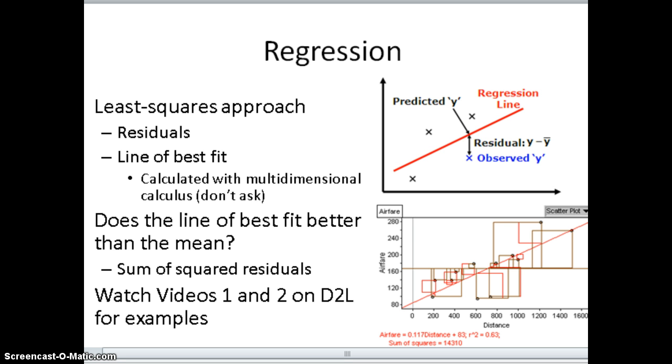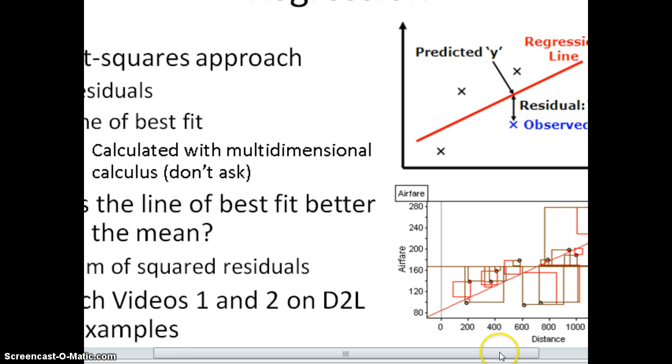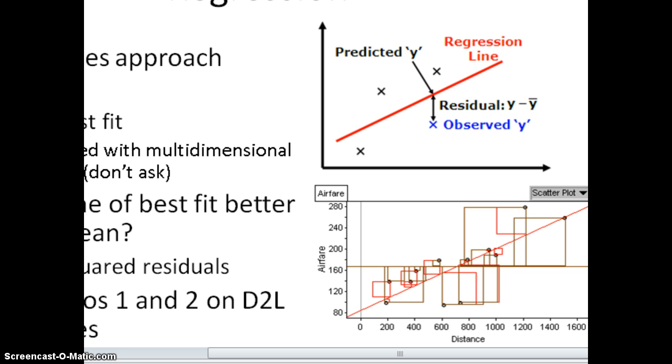The cartoon in the bottom right demonstrates this. I'll zoom in a little bit. You can see the sum of squared residuals for the mean. This is the mean, the brown line here. And the sum of squared residuals for the regression. So the sum of squared residuals for the mean are in brown. They're these brown boxes because they're squared. The sum of squared residuals for the regression are in red.